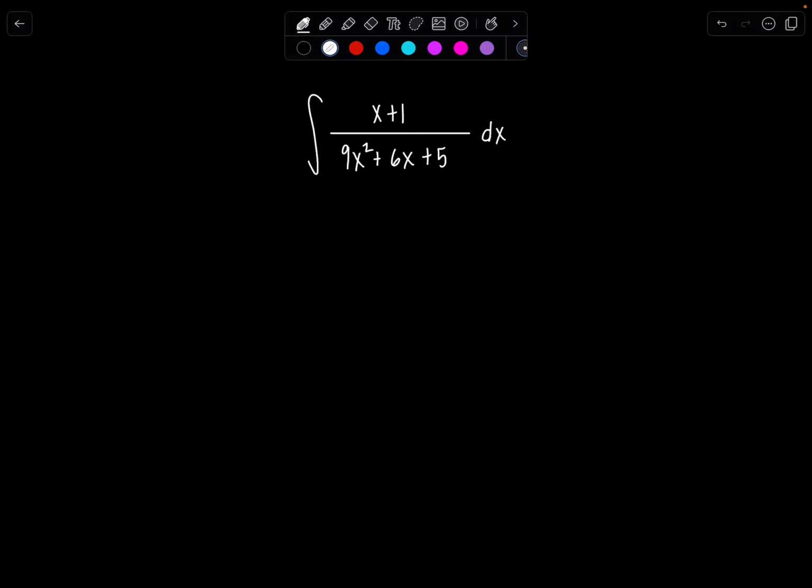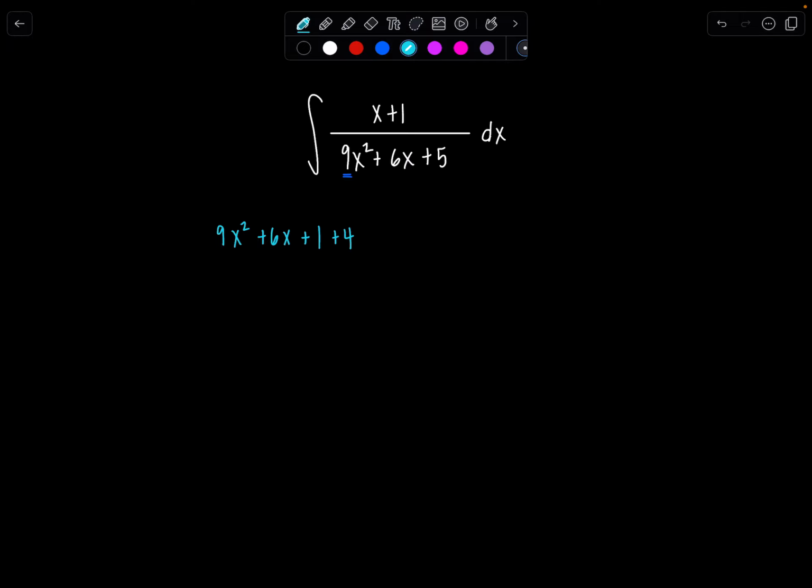So a little bit trickier of a denominator because we have that 9 coefficient on the x squared term. But I'm really tempted. Here's 9x squared plus 6x. If I had plus 1, that would be a perfect square trinomial. So I'm going to steal 1 from 5, right? And then now I just have a 4 left over.